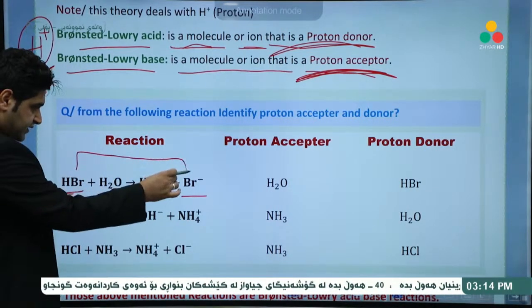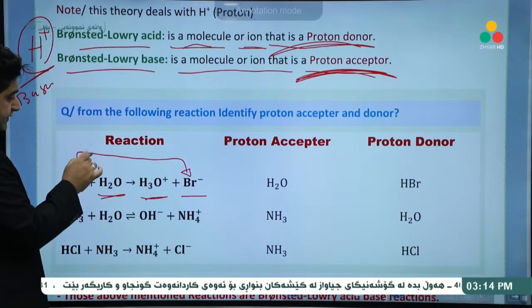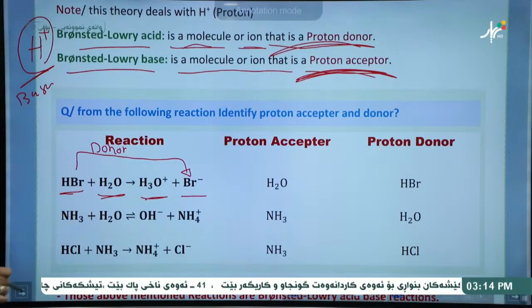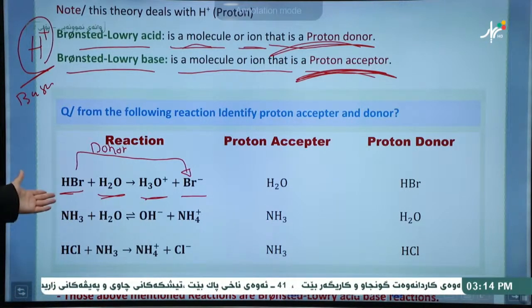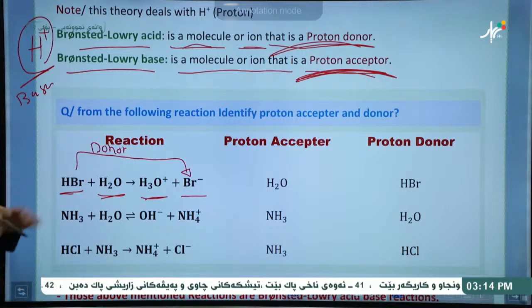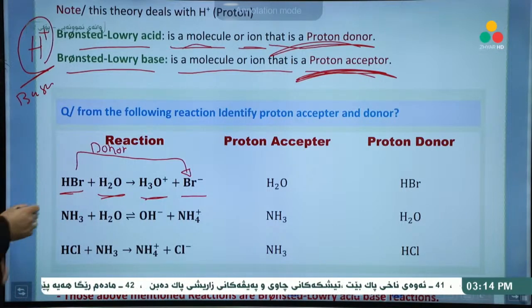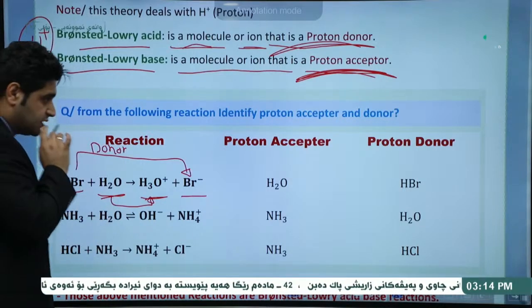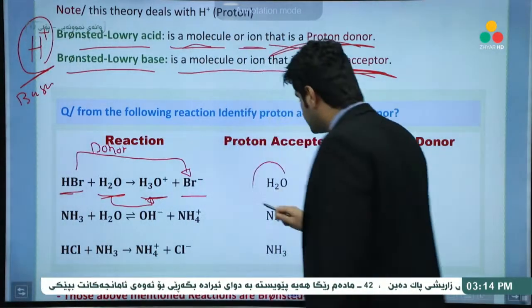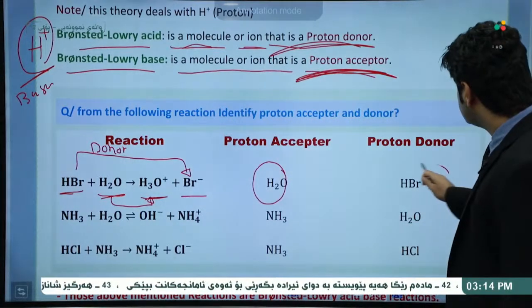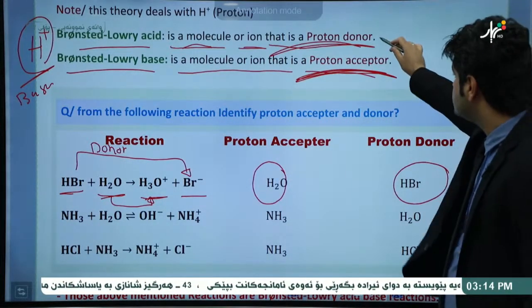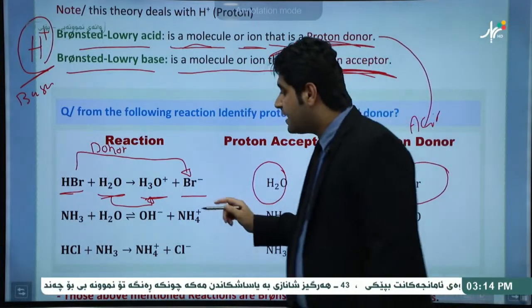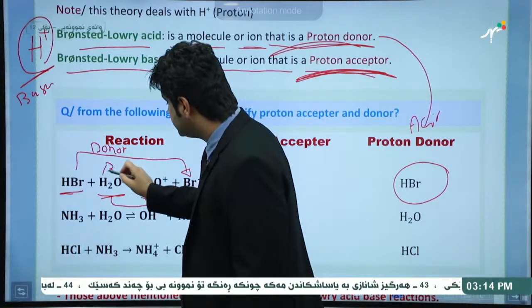HBr converted to Br minus, so it's a proton donor. Not that donor when we eat a turkey. It's a proton donor, meaning proton releaser. H2O converted to H3O plus, so it's a proton acceptor. So H2O is a proton acceptor, but the proton donor is HBr. A proton donor is an acid. So HBr is an acid, and water is a base.